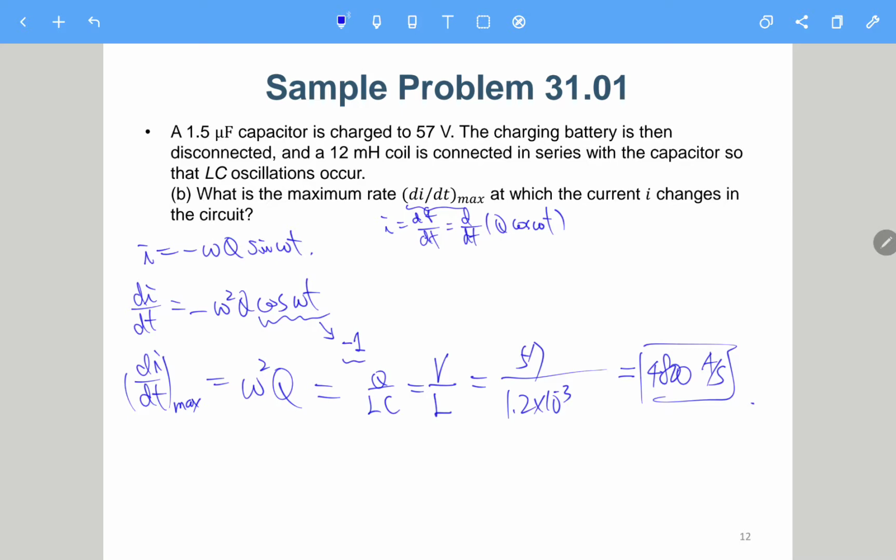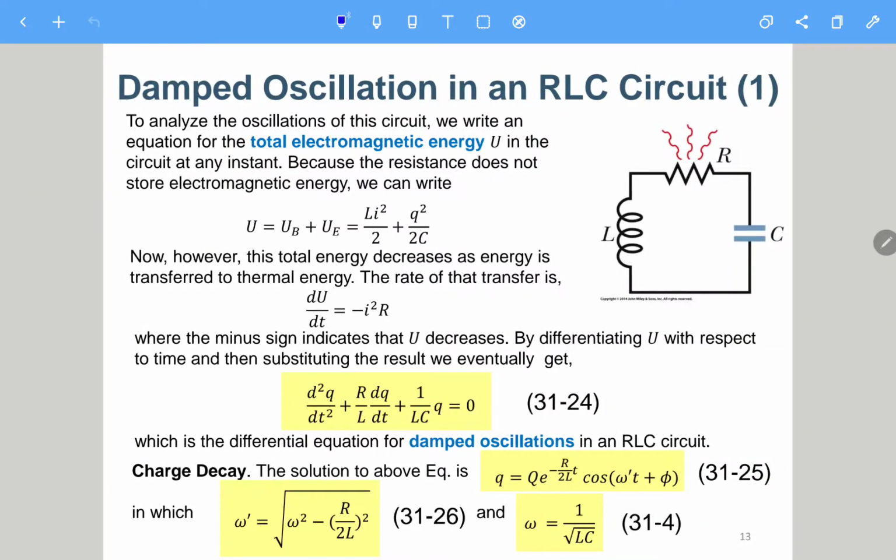Okay, so next we consider a more complicated case, which is known as the damped oscillation in an RLC circuit. So here, rather than having just L and C, we also have R in series. Whether we put R here or there is actually the same, as long as they are in series. As I mentioned, it is a so-called lumped circuit, so even if I put this out here, it is actually the same.